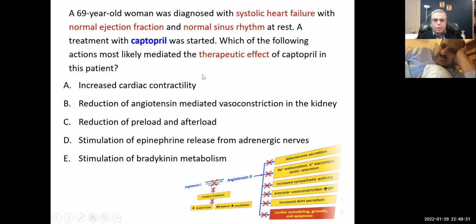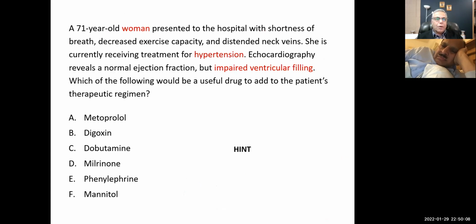And the answer, obviously, when you look at these signs and symptoms, the answer is C. It does not increase cardiac contractility. Reduction of angiotensin-mediated vasoconstriction in kidneys, that is correct, but that is not the reason for the therapeutic effect. All right, we are asking, why is it causing the therapeutic effect? Stimulation of epinephrine release from adrenergic nerve. No, it doesn't do that. Stimulation of bradykinin metabolism. No, it doesn't do that. Okay, so the correct answer is C. All right, now we'll do this question and then we'll stop.